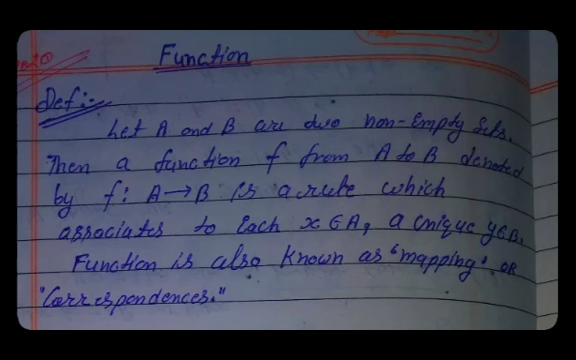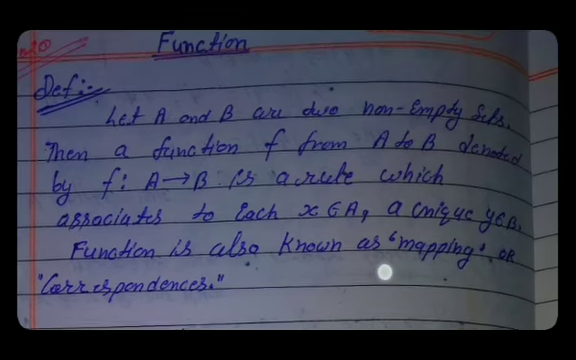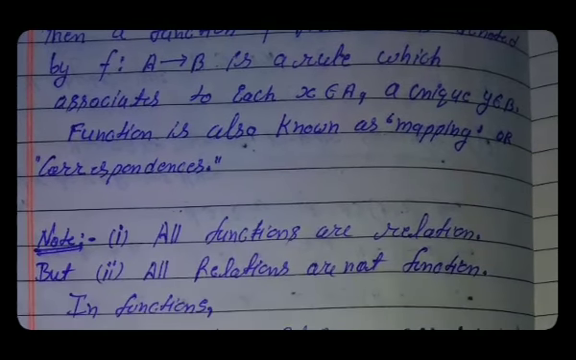Definition: let A and B be two non-empty sets, then a function f from A to B, denoted by f: A → B, is a rule which associates to each element x belonging to A a unique y belonging to B. Function is also known as mapping and correspondence. Function is only a relation.